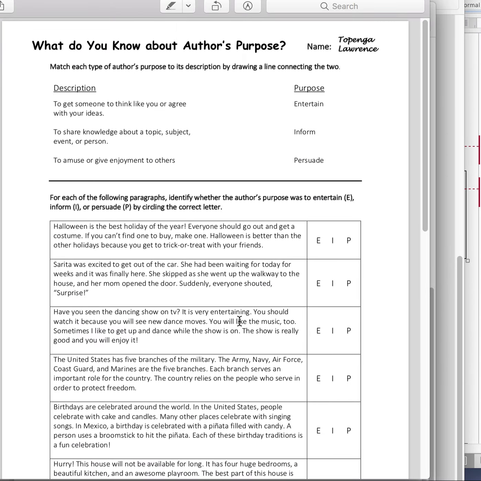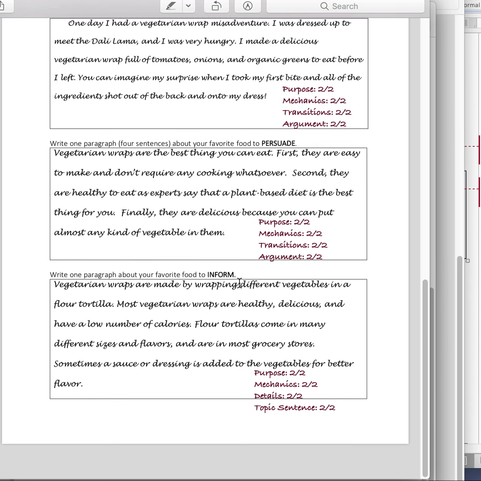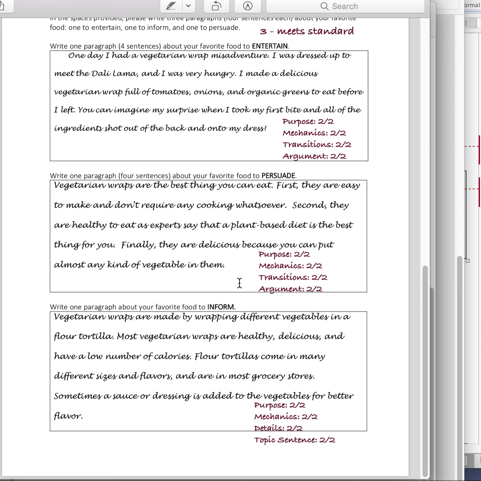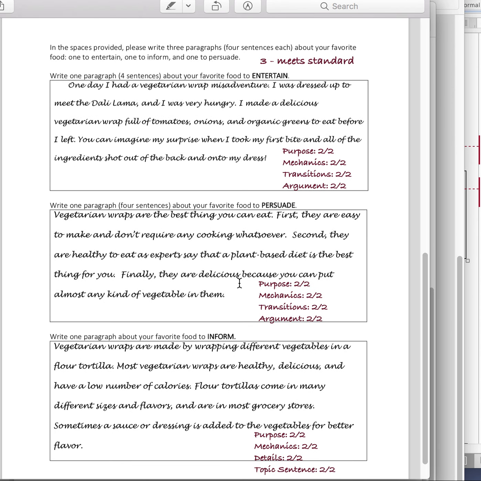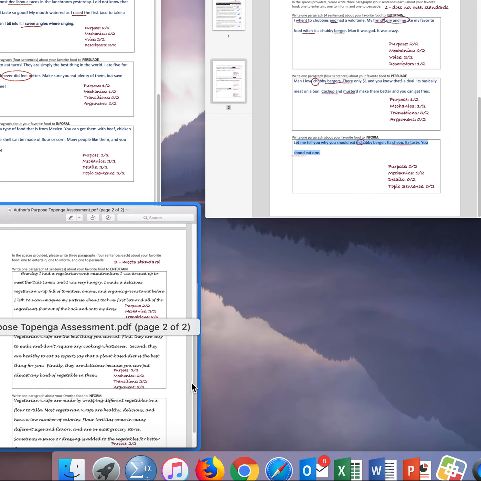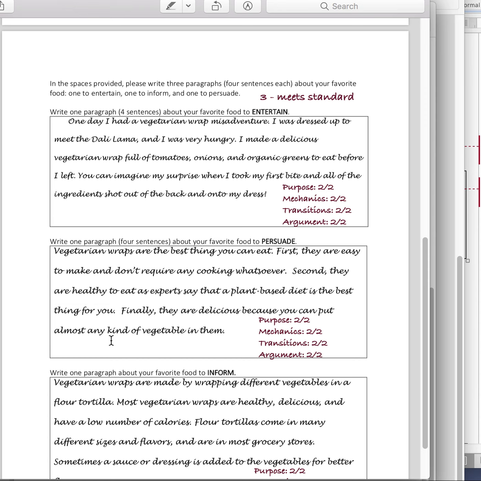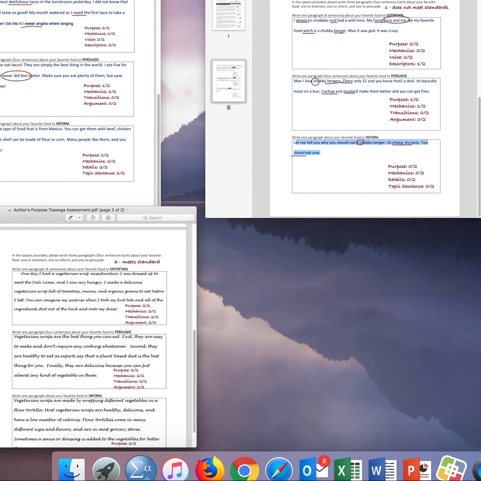If we look at Topanga, she gets everything right. Again, I don't know what happened to all their answers on the first page, so I'm going to have to figure that out. But if we look at her paragraphs, she gets full points on everything, right? They're good entertaining, good persuasion, good transitions, good details, topic sentences, and so on. And so advice to her would be about how to get better, or how to maybe mix different types of purposes to add humor to persuasion, things like that.